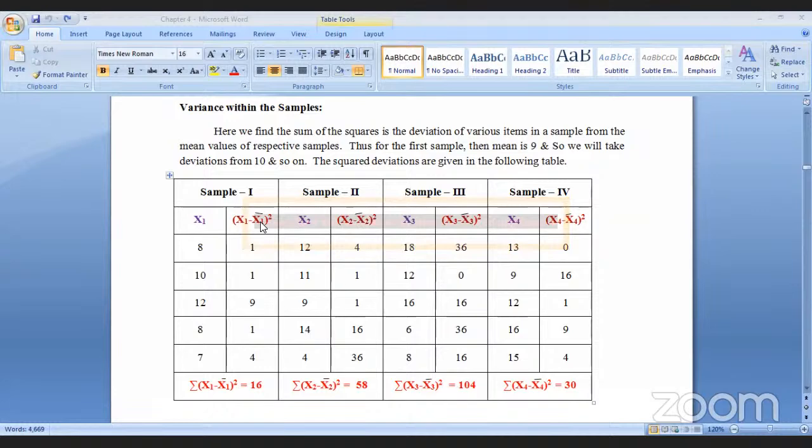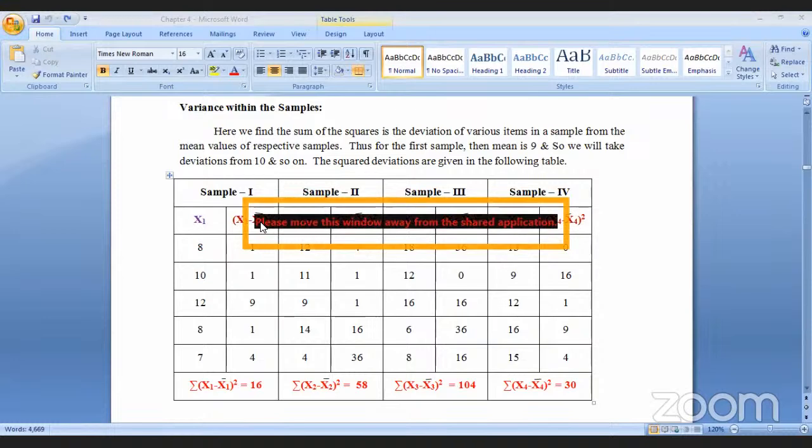Okay, so you observe carefully here. Same as it is, how far we have done, but some change here. Variance within the samples. Here we find the sum of squares, the deviation of various items in a sample from the mean of respective samples.